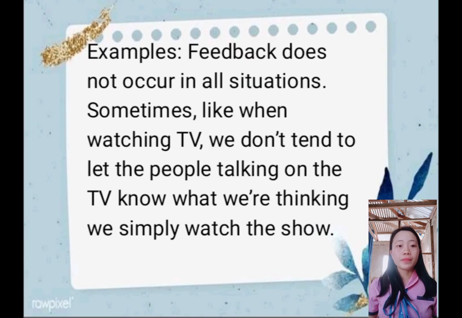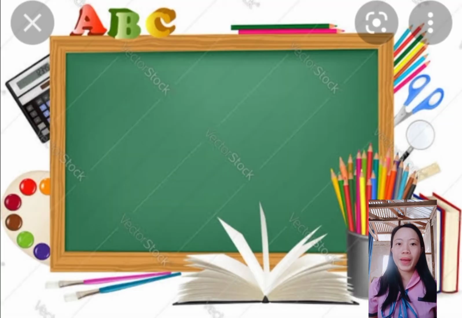Examples: feedback does not occur in all situations. Sometimes, like when watching TV, we don't tend to let the people talking on the TV know what we're thinking. We simply watch the show. Feedback occurs when the receiver of the message responds to the sender in order to close the communication loop. They might respond to let the sender know they got the message or to show the sender.